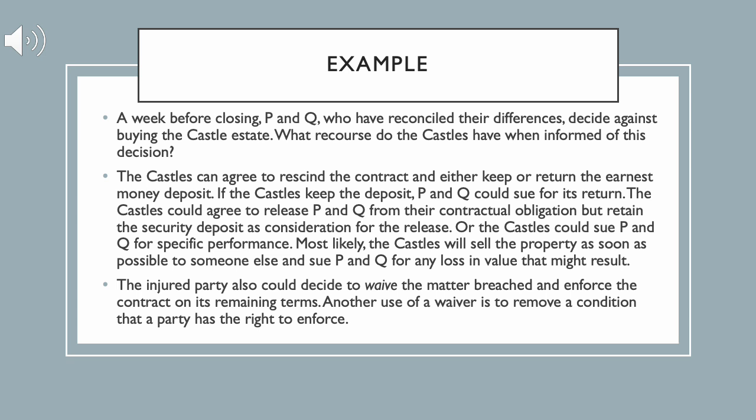Most likely, the Castles will sell the property as soon as possible to someone else and sue P&Q for any loss in value that might result. The injured party also could decide to waive the matter breached and enforce the contract on its remaining terms. Another use of a waiver is to remove a condition that a party has the right to enforce.